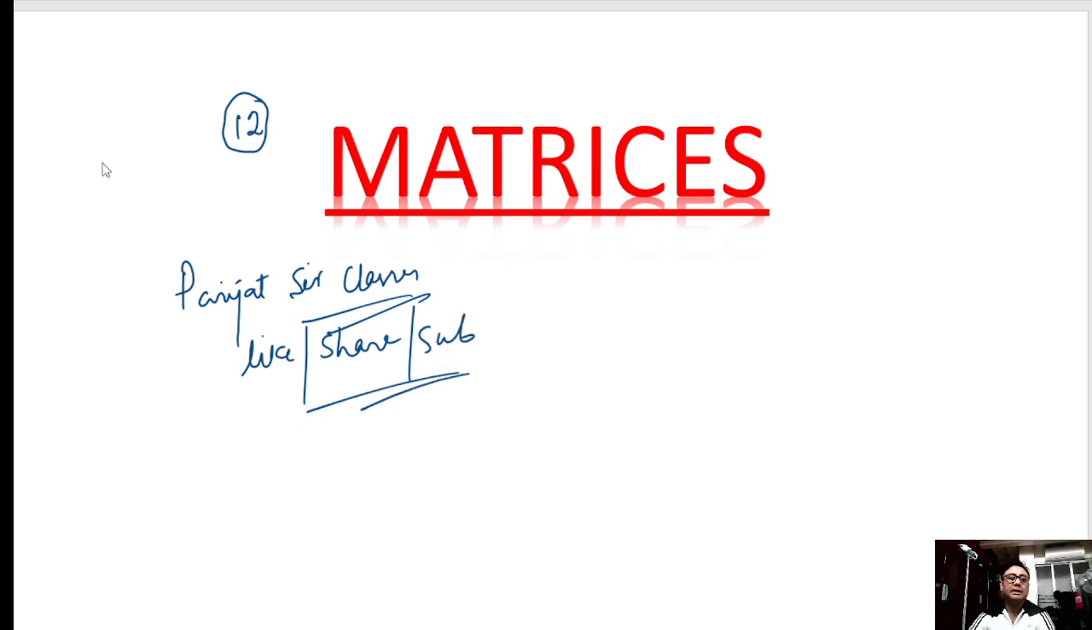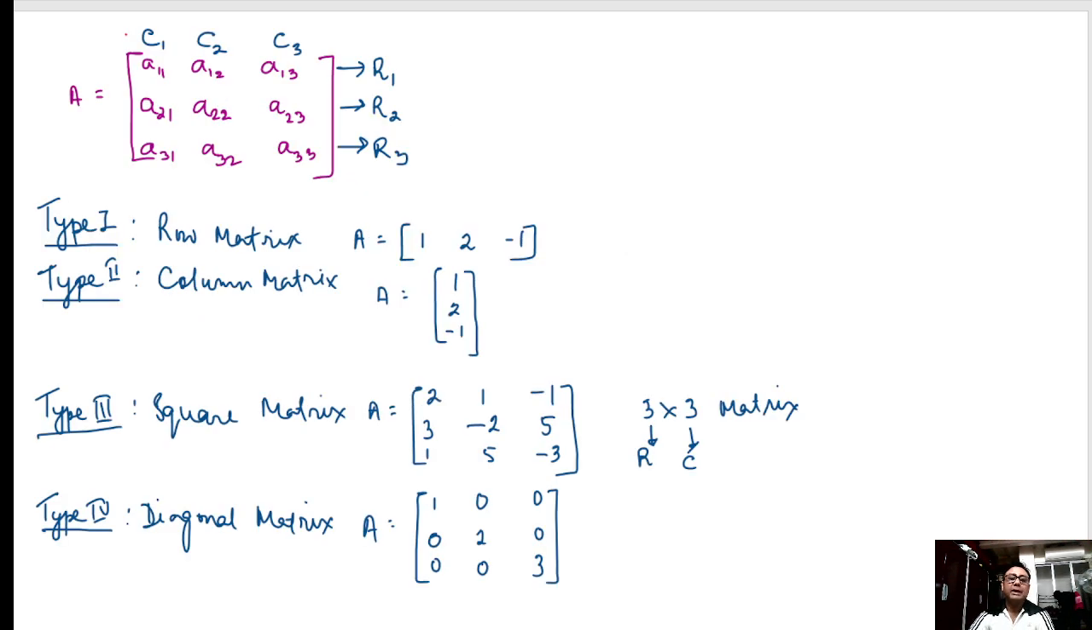So let's get started without wasting any time. So matrices, as you can see here, I have discussed the thing in a very simple manner. So this is how a matrix will look.